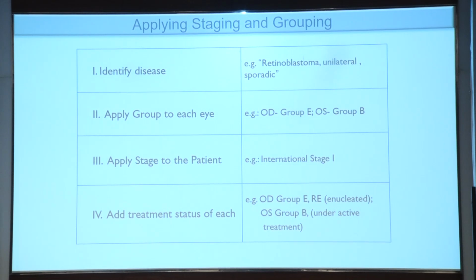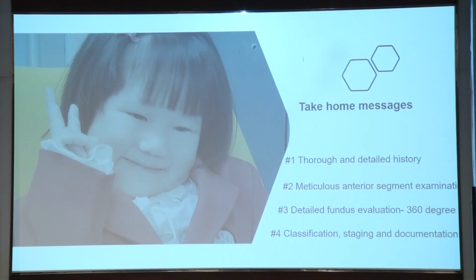I say appropriate decision. All right. So this is exactly how we do it. We identify the disease, we identify laterality, we apply the group, we apply the stage, and then the treatment status in all these patients. So a thorough detailed history is so important, clinical examination is so important, and definitely classification and staging in retinoblastoma is very important. Thank you so much.